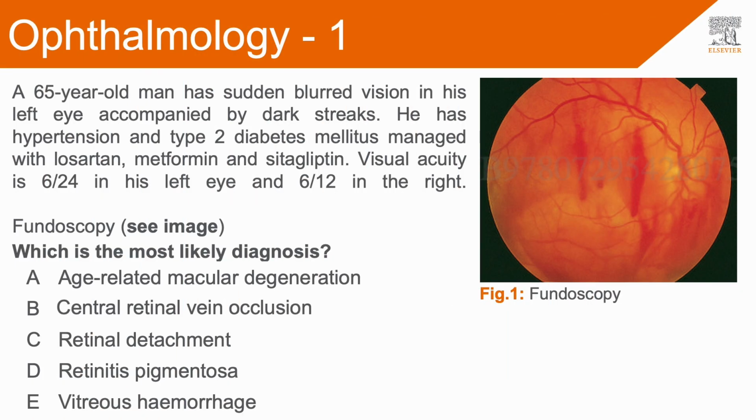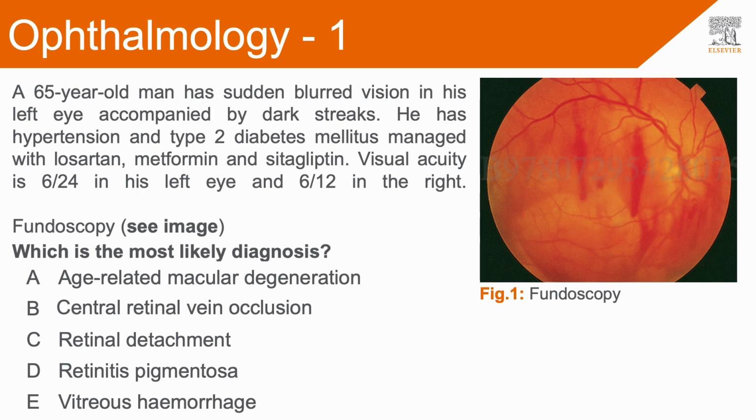Question 1. A 65-year-old man has sudden blurred vision in his left eye, accompanied by dark streaks. He has hypertension and type 2 diabetes mellitus, managed with losartan, metformin and sitagliptin. Visual acuity is 6/24 in his left eye and 6/12 in the right. A fundoscopy, shown on the right-hand side, is shown below.